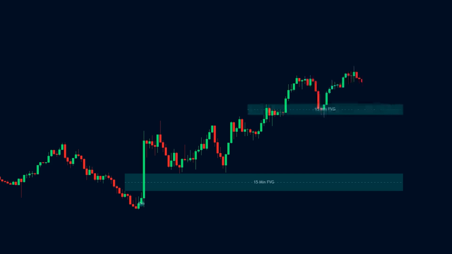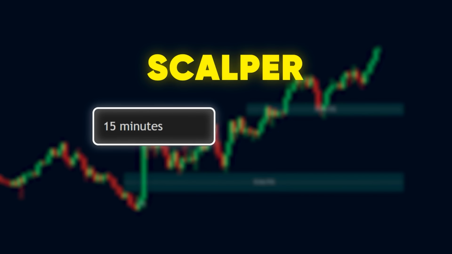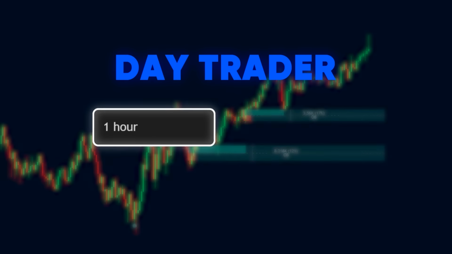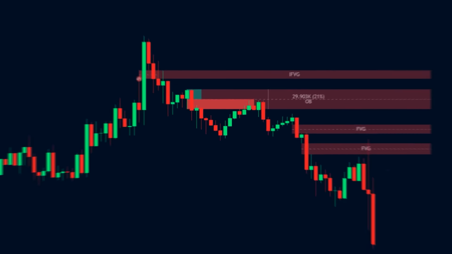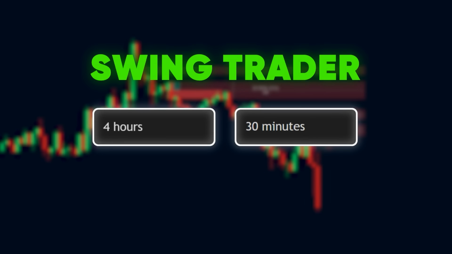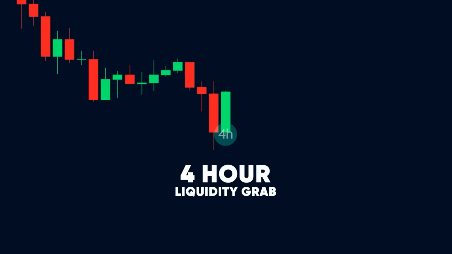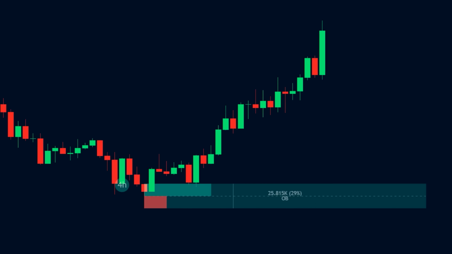The beauty of this strategy is that it adapts to any trading style. Scalpers can pair the 15-minute time frame with the 1 or 2-minute time frame. Day traders can use the 1 hour with the 5-minute time frame. Swing traders can lean on the 4 hour with the 15 or 30-minute time frames. The framework stays the same. A higher time frame liquidity grab gives us a directional bias, and the lower time frame finds the perfect entry. Now let's put this strategy to work with some real setups.